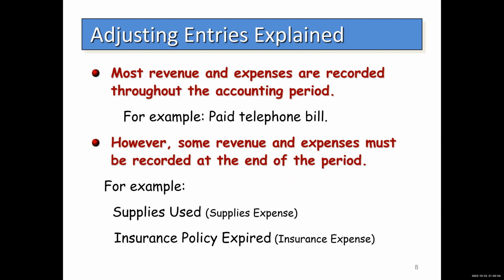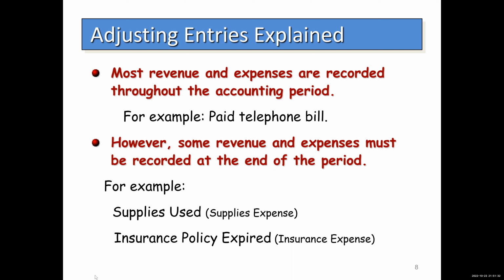However, some revenues and expenses must be recorded at the end of the period. Examples would include supplies used. When you buy supplies, you're going to debit the asset supplies, but there's no invoice saying, hey, you used that ream of paper, and hey, you used those paper clips. So we have to figure out how much we used and make an adjusting journal entry to show that we don't have those supplies anymore. So we reduce the asset and we increase the expense, supplies expense.